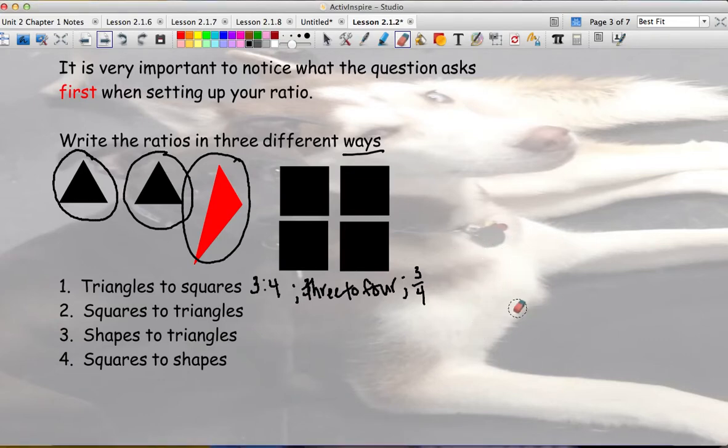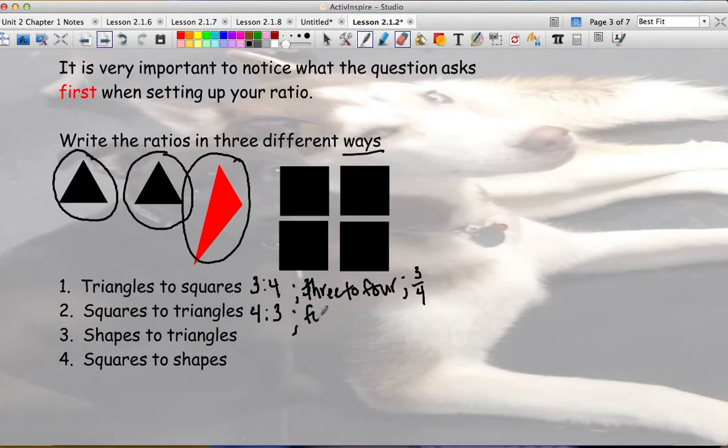Right, so for the next problem, it asks you to write the ratio of squares to triangles. The nice thing is you already figured out how many of each you have. Now you just have to flip it. So in this case, when I write the squares to triangles, you'll notice that the 4 comes first because I have 4 squares, and the 3 goes second. These are not the same. Right? This compares triangles to squares. This compares squares to triangles.